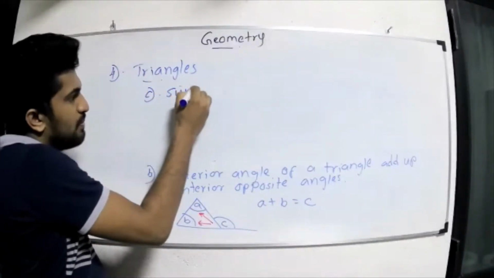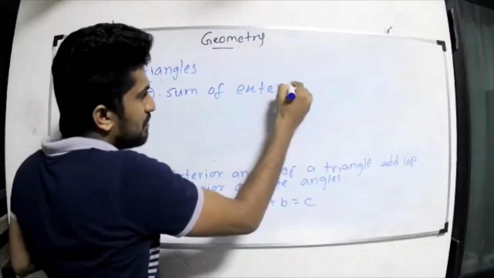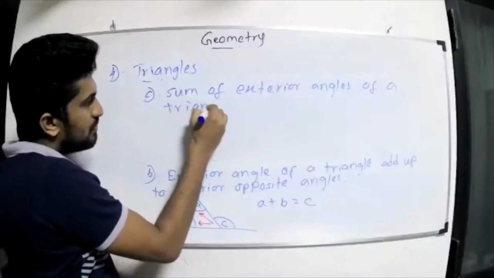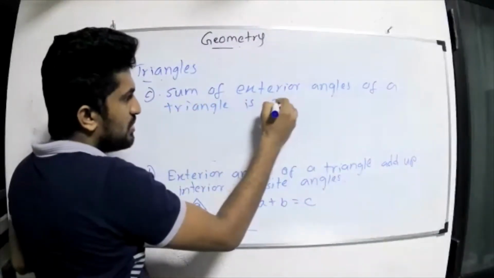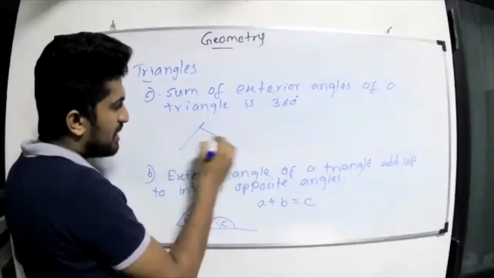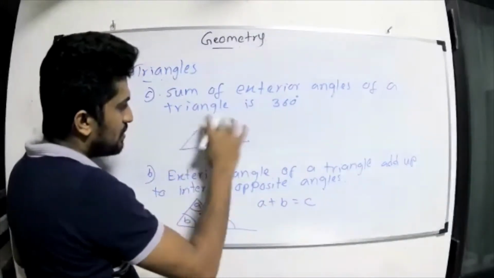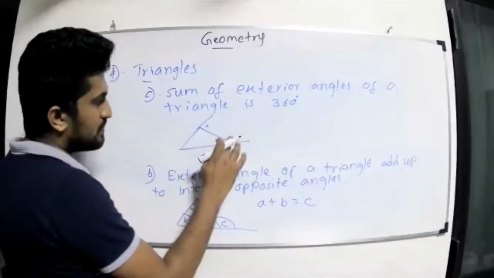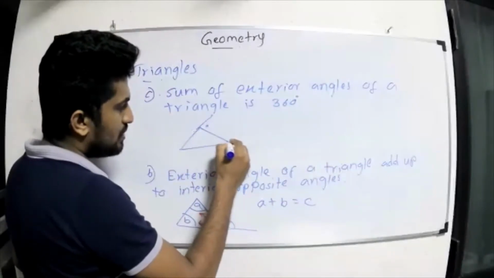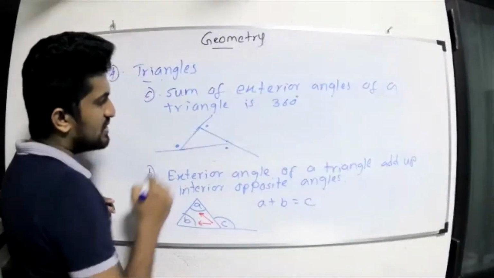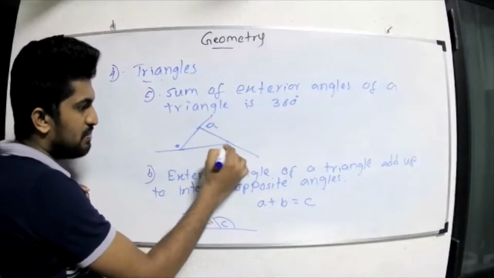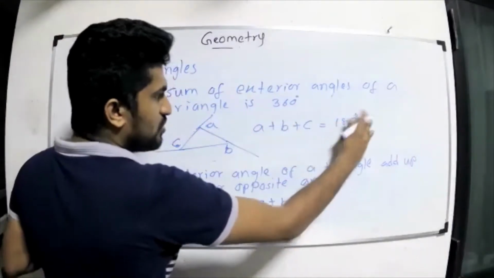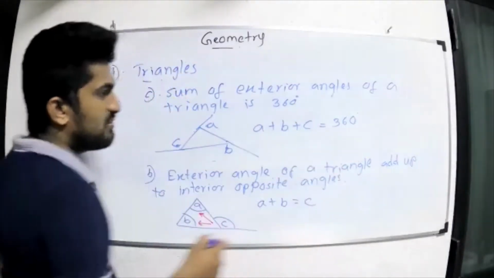The sum of exterior angles of a triangle is 360 degrees. That means if I consider a triangle, this is an exterior, this is an exterior, then this is an exterior. So if I name them as A, B, C, A plus B plus C equals how much? 360.